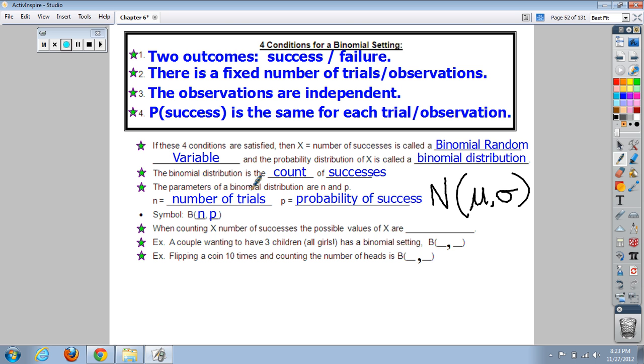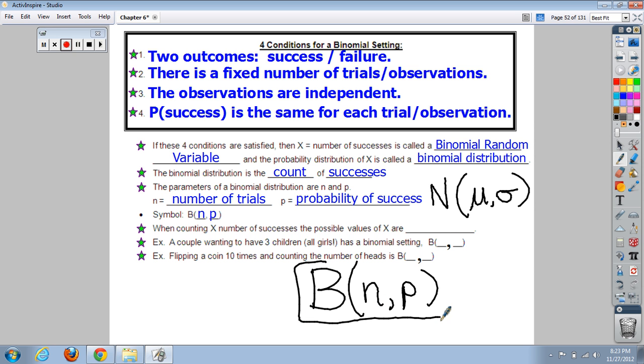The shortcut way of writing the binomial distribution is a capital B, and then in parentheses, n, the number of trials, and p, the probability of success. Oftentimes you might see this notation used to describe a binomial distribution.